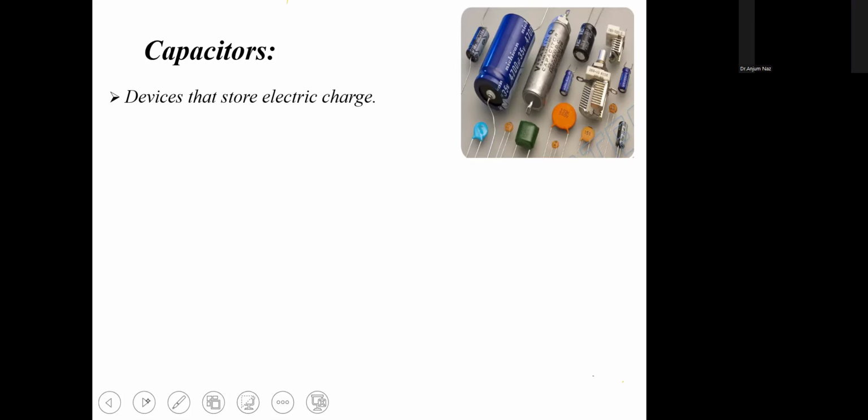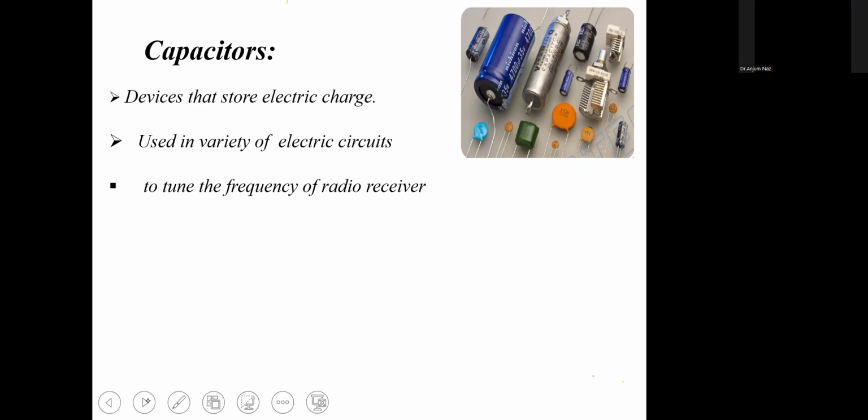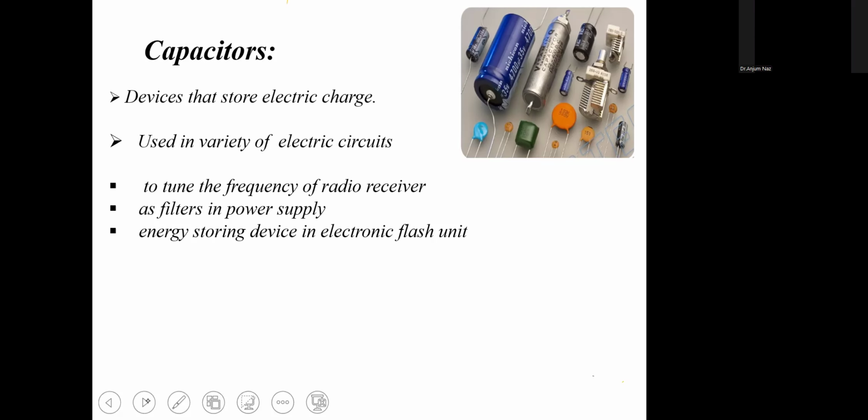Capacitors are devices that store electrical charge, and they are used in a variety of electric circuits, like to tune the frequency of a radio receiver. They are used as a filter in power supplies and as an energy storing device in an electronic flash unit. And what the capacitors are.